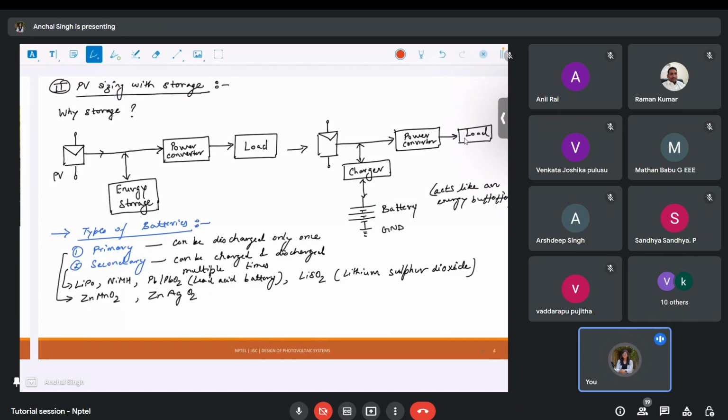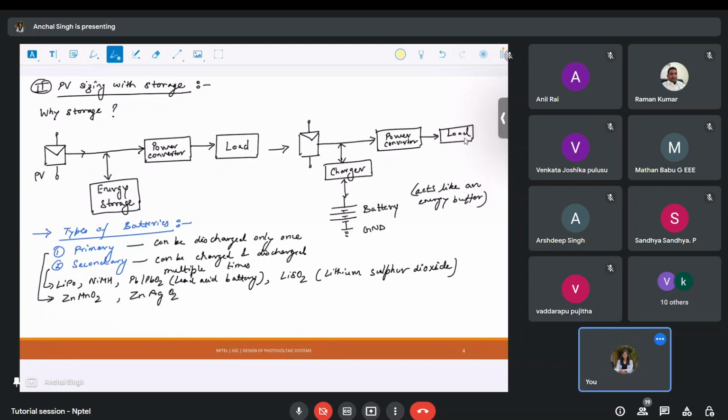Now let us move on to PV sizing with storage. First of all, why do we need storage? The reason we need storage is because the input to the solar panel comes from sunlight, and sunlight is continuously fluctuating every minute. One time it will be shady, one time it will be very sunny, so it keeps on fluctuating. Since our solar input is fluctuating, its output also is fluctuating to an extent. Even after applying certain algorithms, its output is not always constant.